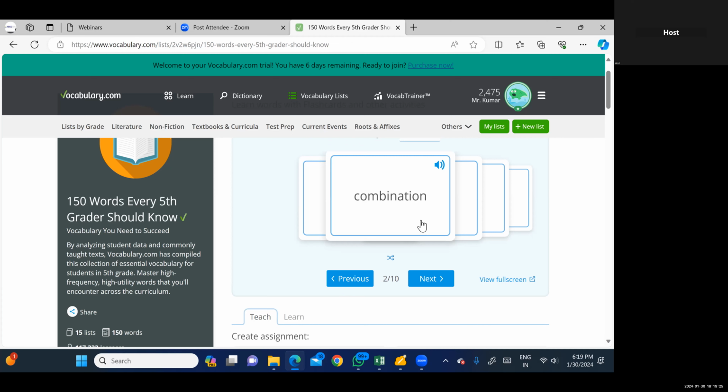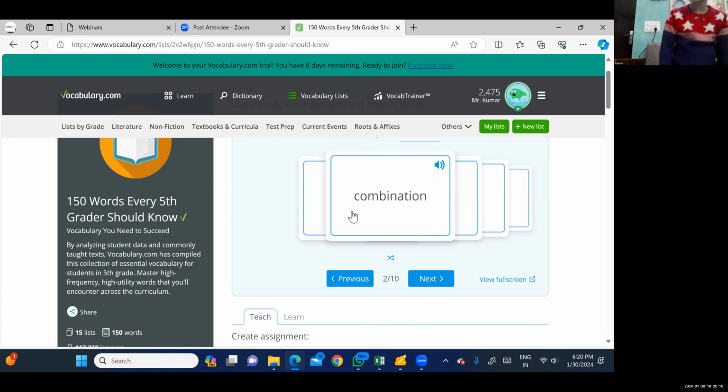Any word, remember, any word starting with CO as a prefix itself shows that multiple forces are there. I'll give you an example. Coordination means many people working together. Co-worker, many employees together. Contribute. So any word starting with CO as a prefix means combined energy. Now, Rivansh, tell me the meaning of combination.